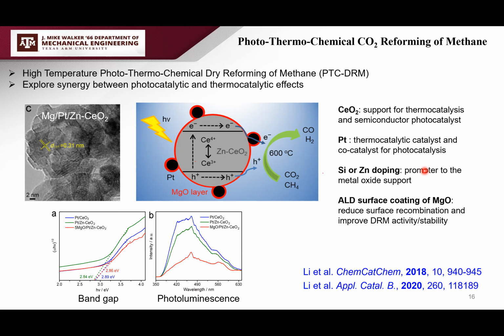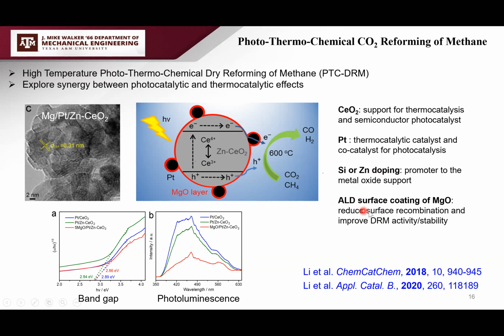Then they use a conventional catalyst. So if I want to get a synergy of photocatalysis, I need to use a semiconductor as my support. So I chose cerium oxide as a support. It's a photocatalyst with a band gap around 2.8 eV, and then of course platinum is the thermal catalyst for methane decomposition, and meanwhile it's a co-catalyst for photocatalysis. And then of course I include some promoter there.